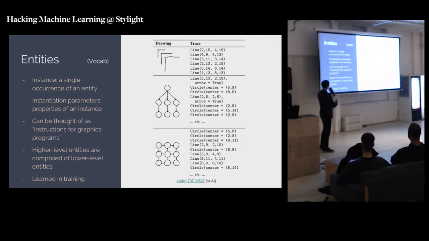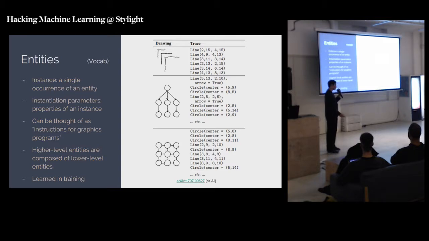So an instance would just be a single occurrence of an entity. Let's say I'm looking over at this couch over here, and I have a really narrow field of view, so I can only see these two people. If I have a capsule that's detecting eyes, I would see 4 instances of eyes. So that's an instance.